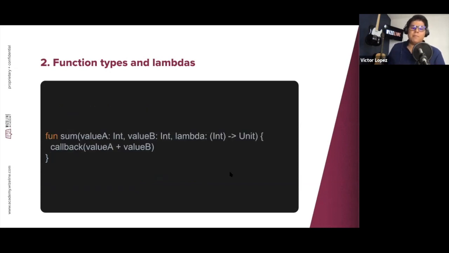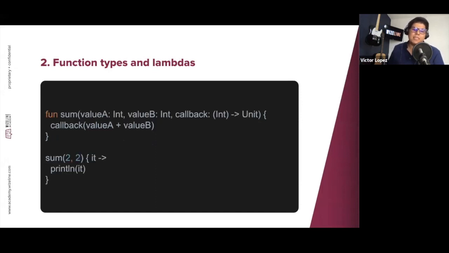Okay, here we have another example, but in this case, this is a function, this is not a class. So we can add a lambda in a function as a parameter. In this function, I am adding three parameters. The first two are integers, and the third one is a lambda. So as you can see, I am executing the operation inside of the result, the lambda. How can we do that? Well, basically inside of the body, I need to call the lambda. In this case, it is the callback. And inside of the parentheses, I'm doing the operation value A plus value B. So this will return the result in the lambda.